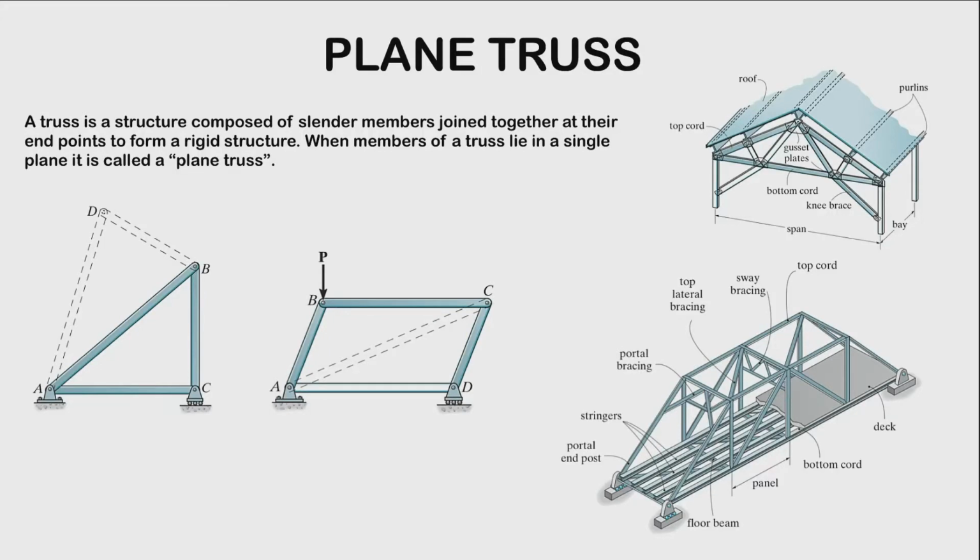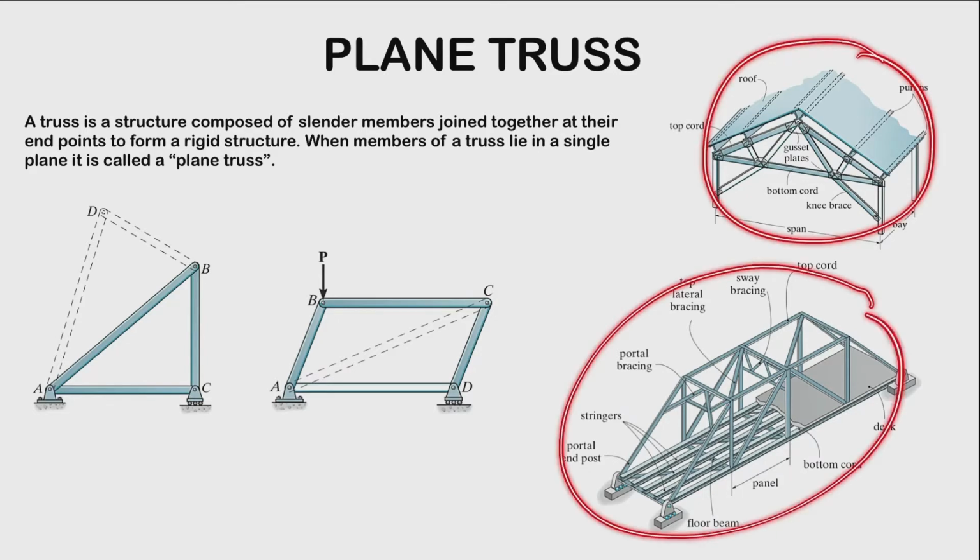Hi guys, so in this video, we will be covering truss analysis, specifically analysis of your plane trusses. Now what is a truss? A truss is a structure composed of slender members joined together at their endpoints to form a rigid structure. When members of a truss lie in a single plane, it is called a plane truss. Now typically, your plane trusses are used to support your roofs and your bridges.